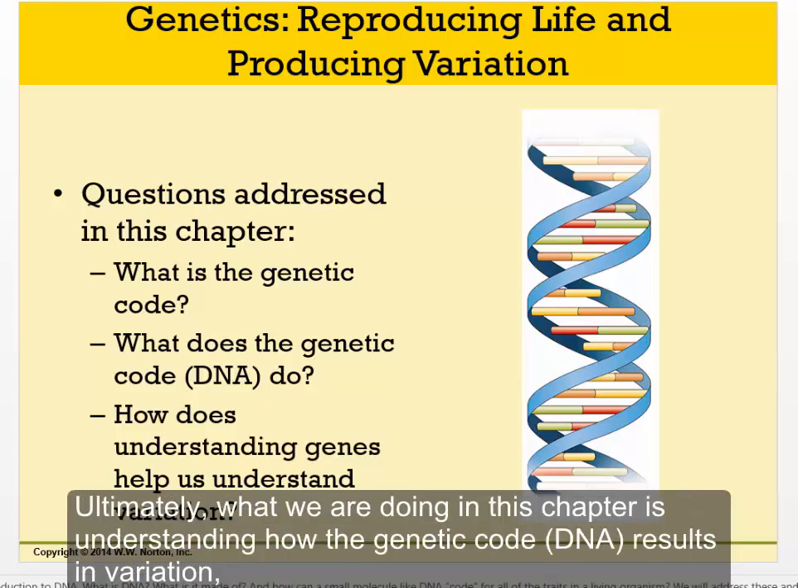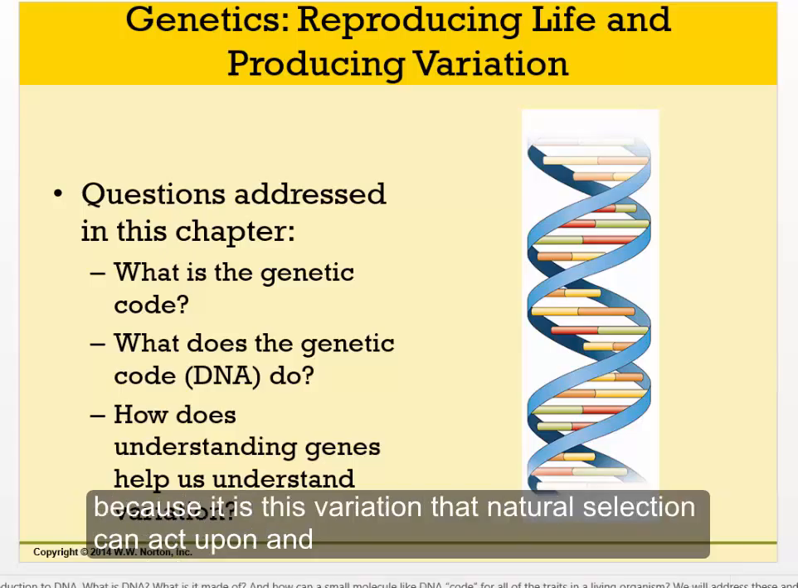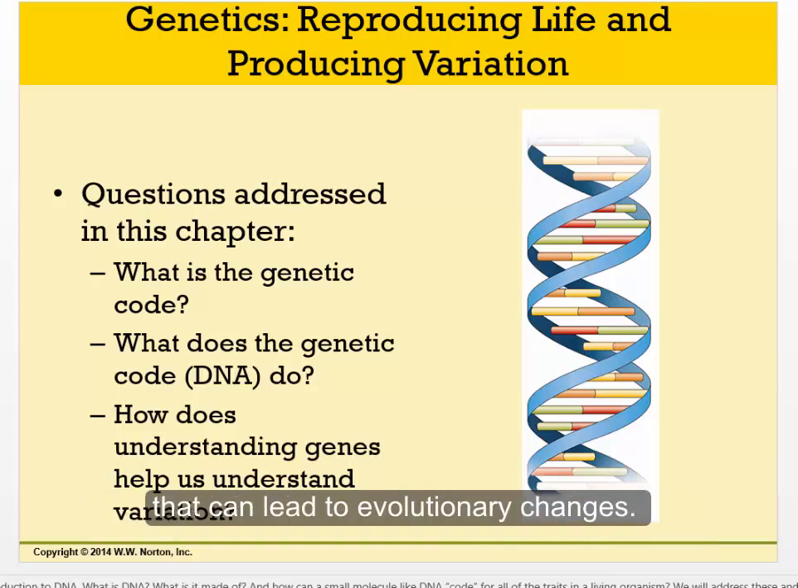Ultimately, what we are doing in this chapter is understanding how the genetic code DNA results in variation, because it is this variation that natural selection can act upon, and that can lead to evolutionary changes.